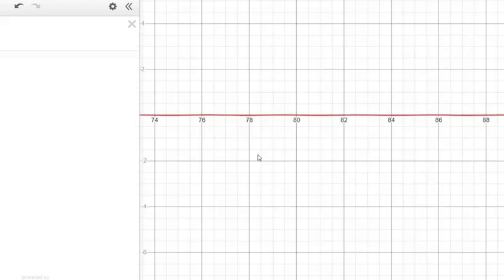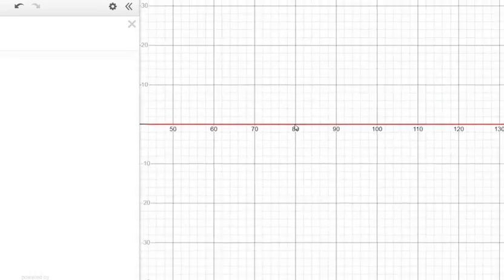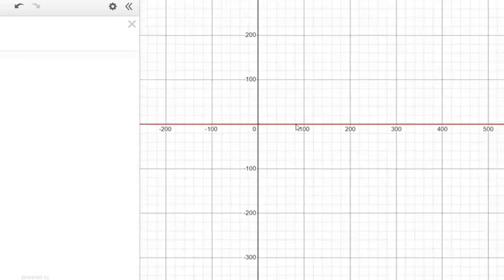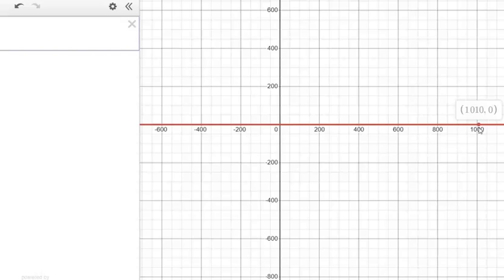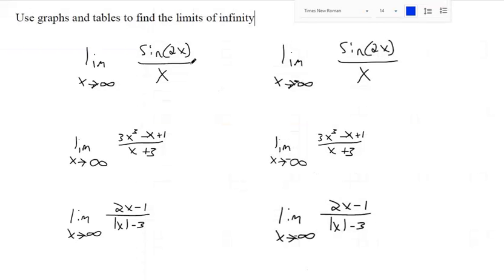Here we're at 50, we're at 70, you could back it up even further. We're at 200, at 1,000. Look, the y values are getting infinitely close to 0. So close that the graphing calculator is just saying, okay, it's basically 0. Well, it actually crosses at a few points, but the y values are getting infinitely close to 0.